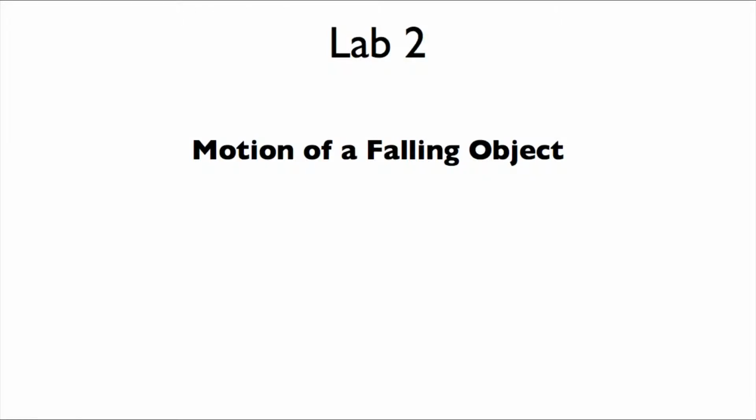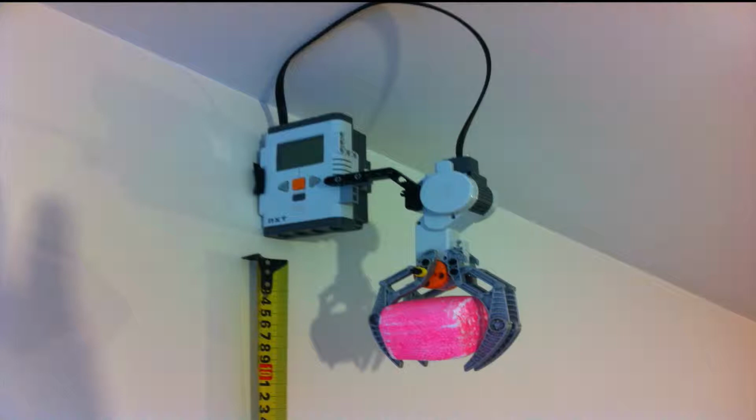Here is my Lab 2, motion of a falling object. For this lab I've used a piece of foam as an object and my NXT brick as a clever assistant. Here is a video I've captured with its help.